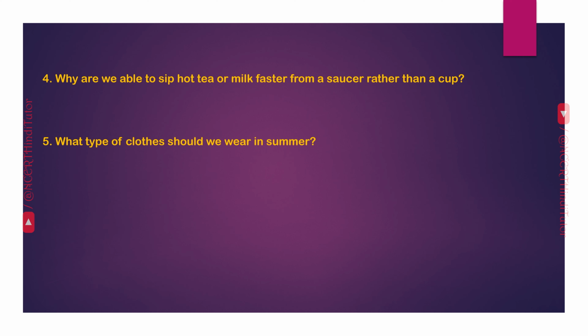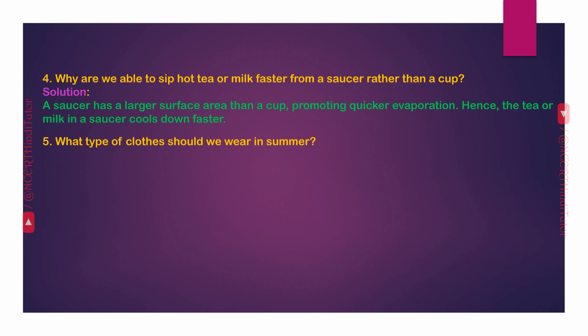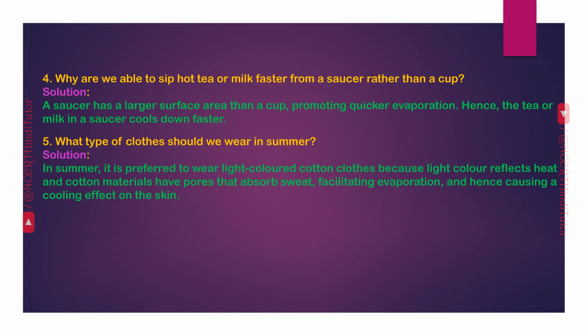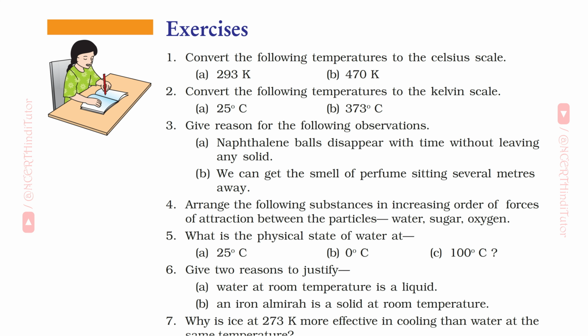Question 4. Why are we able to sip hot tea or milk faster from a saucer rather than a cup? Answer. A saucer has a larger surface area than a cup, promoting quicker evaporation. Hence, the tea or milk in a saucer cools down faster. Question 5. What type of clothes should we wear in summer? Answer. In summer, it is preferred to wear light colored cotton clothes because light color reflects heat and cotton materials have pores that absorb sweat, facilitating evaporation and hence causing a cooling effect on the skin. Question 1.